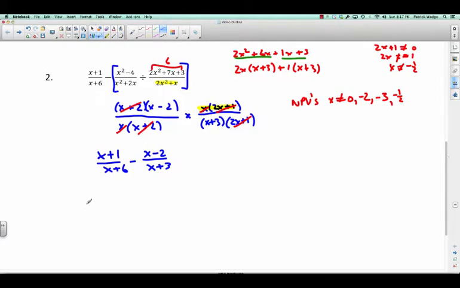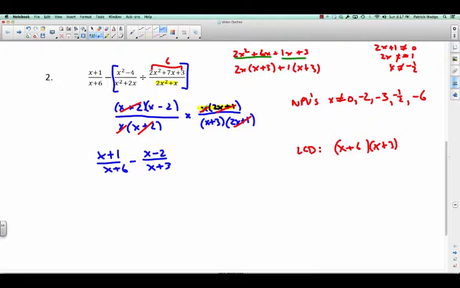Okay, to subtract rational expressions, we factor the denominators. It's already done. We look for NPVs. So one NPV here for this one would be negative 6. Oh, we don't have that one yet. And the other one would be negative 3, and we do have that one. So that's good. Now we get our lowest common denominator, which would be x plus 6, x plus 3.